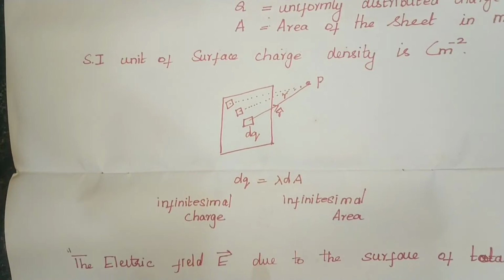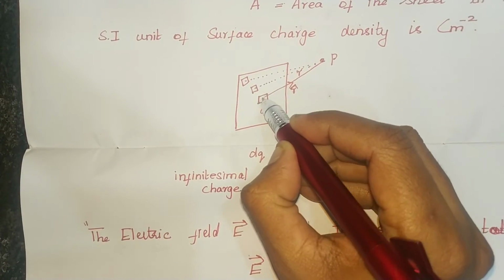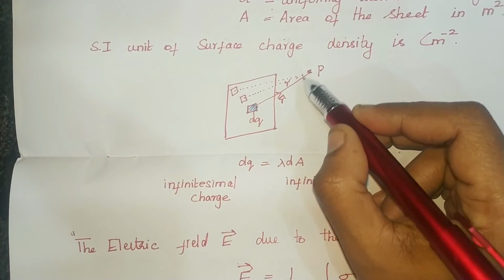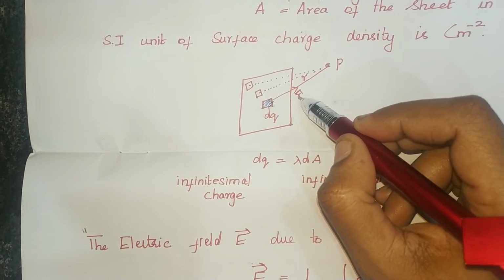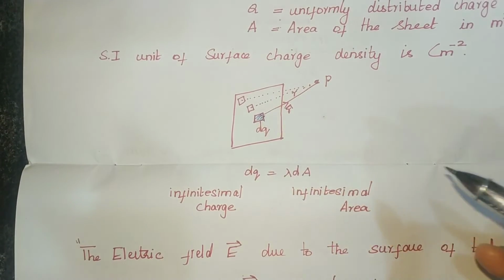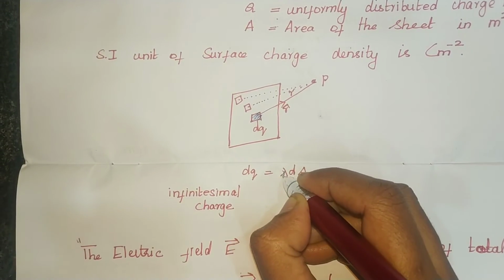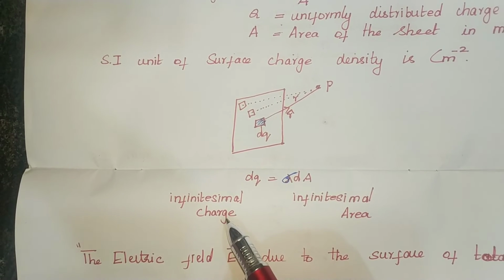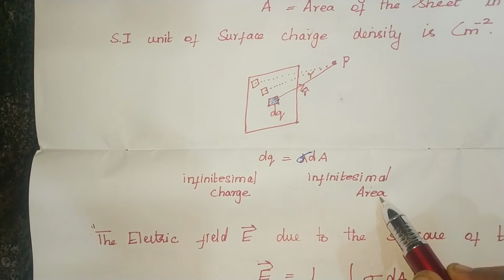Here we consider the diagram of the metal sheet, and we take a charge element dq. The point P is at a distance of r from the infinitesimal charge dq, and r unit is pointing in the direction. Here the infinitesimal charge dq is equal to sigma dA, that is infinitesimal charge in infinitesimal area dA.